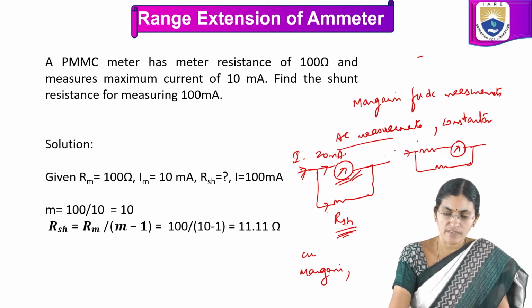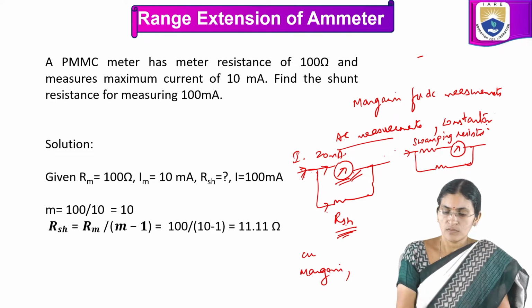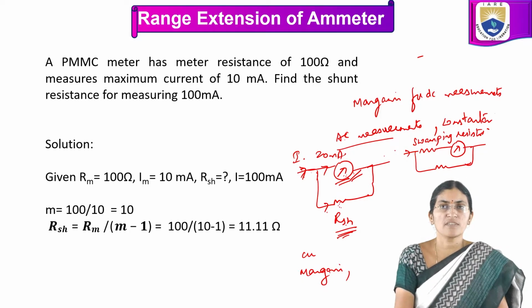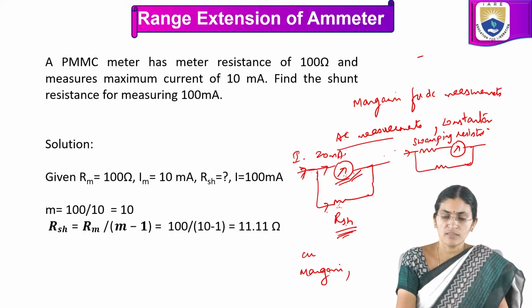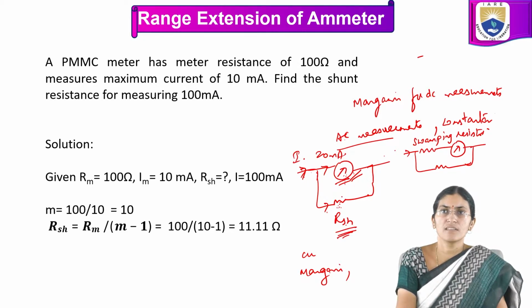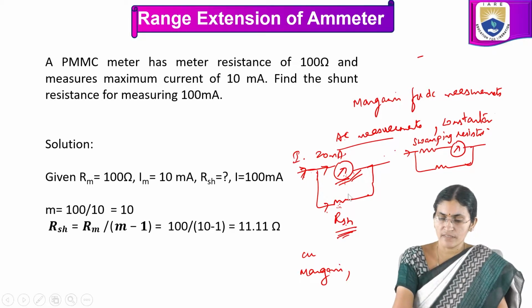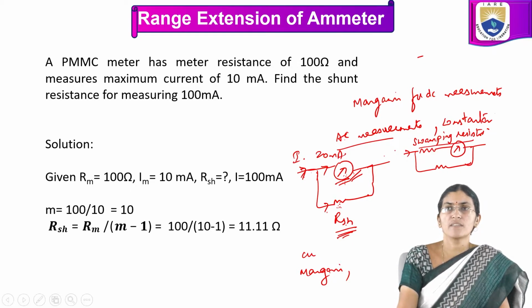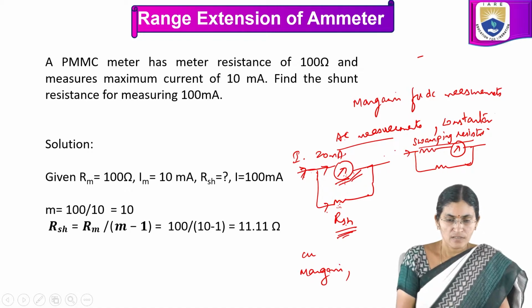So this resistance is called a swamping resistor. Since these two are made up of different materials, their temperature coefficients will be different. So a change in temperature will have a different effect on these two resistances. Therefore, in order to avoid that, we connect a resistor called a swamping resistor. Now let us see some of the problems.